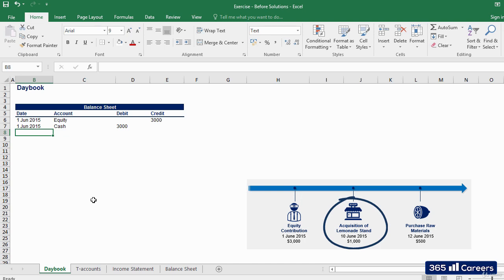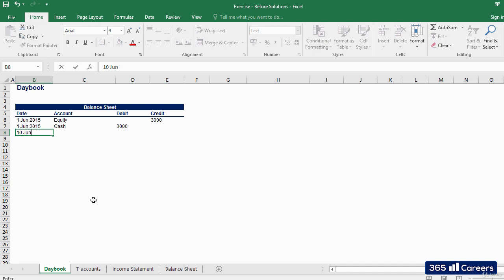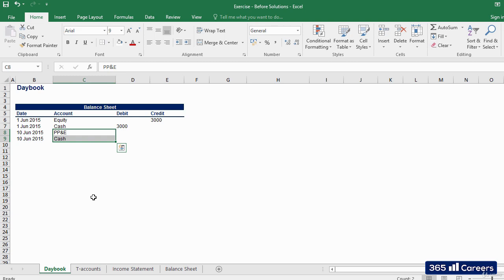The date of the transaction is the 10th of June, 2015. Let's name the account of the equipment that they bought as property, plant, and equipment. So, the firm buys property, plant, and equipment for $1,000 and pays in cash. Two accounts that will be affected in this transaction are property, plant, and equipment and cash. Both of them are on the asset side.